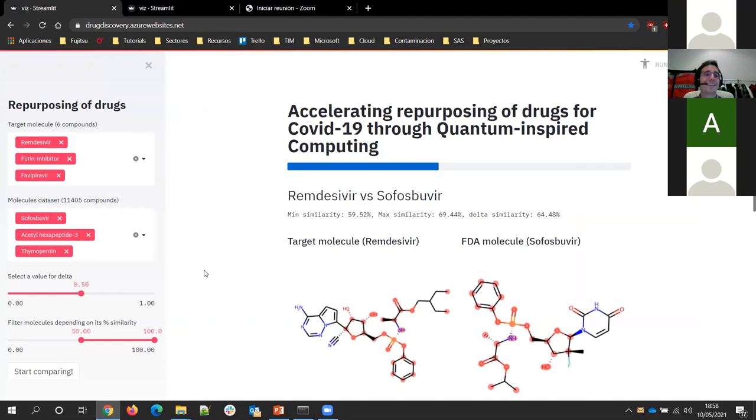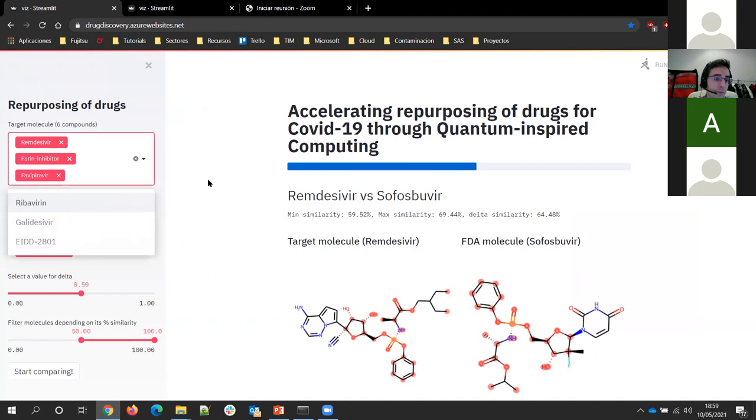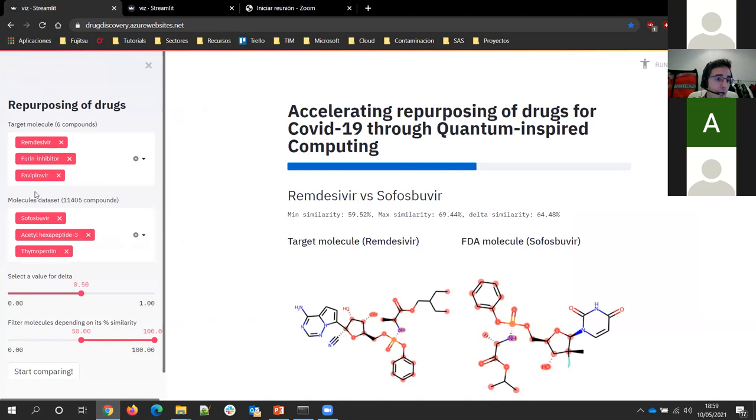I was explaining this part. Okay, so we are selecting here the target molecules. In this case, we have only six compounds, these three that I already selected and these other three, okay? But this is just up to the researcher. And in this box, we are selecting the compounds, the dataset of molecules, that we are trying to compare these targets against, okay?